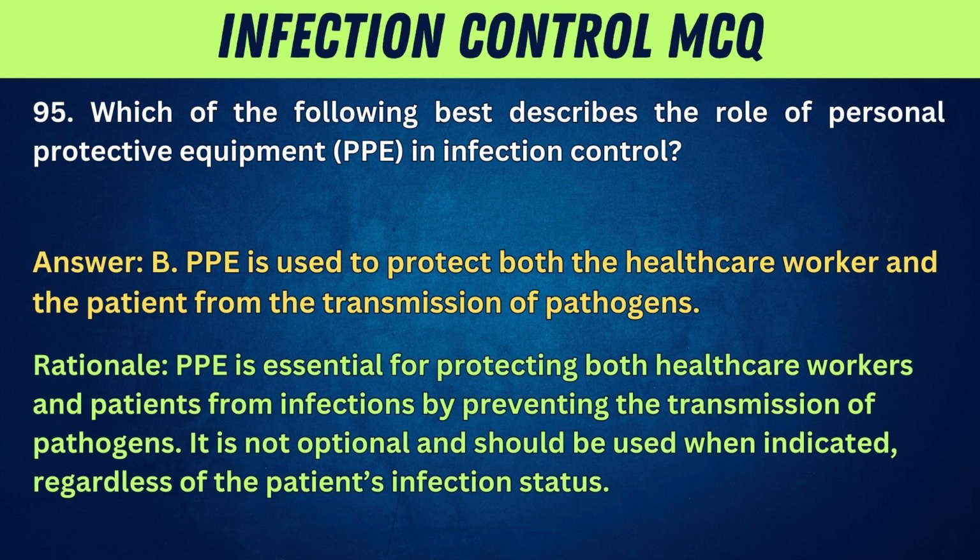Answer. B. PPE is used to protect both the healthcare worker and the patient from the transmission of pathogens. Rationale. PPE is essential for protecting both healthcare workers and patients from infections by preventing the transmission of pathogens. It is not optional and should be used when indicated, regardless of the patient's infection status.